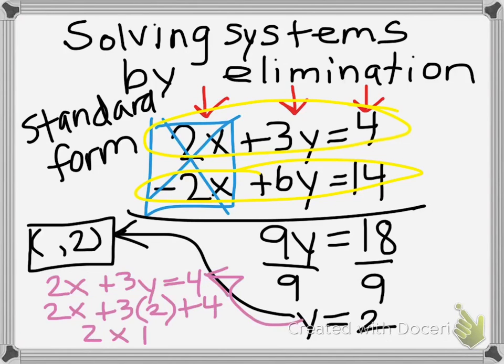Keep solving. Now I only have x, so I'm going to be able to solve here. I'm going to minus 6 on both sides. I'm out of room, so I'm just going to move over here. When I minus 6 on both sides, I get negative 2. Divide by 2, we get negative 1. Okay, so we have our answer, negative 1, 2.